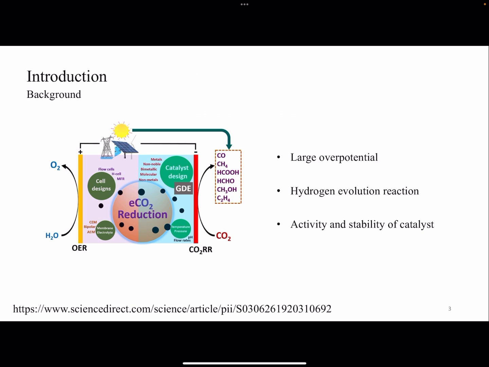Traditionally, syngas is produced from non-renewable fossil fuels. Therefore, developing a method to produce syngas with a tunable CO to hydrogen ratio via electroreduction can help address the energy crisis.